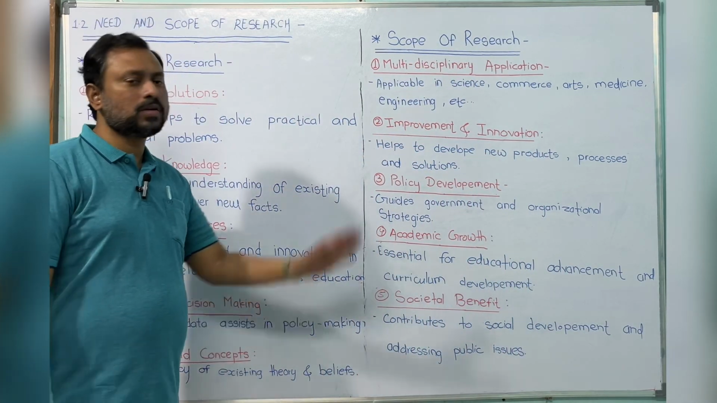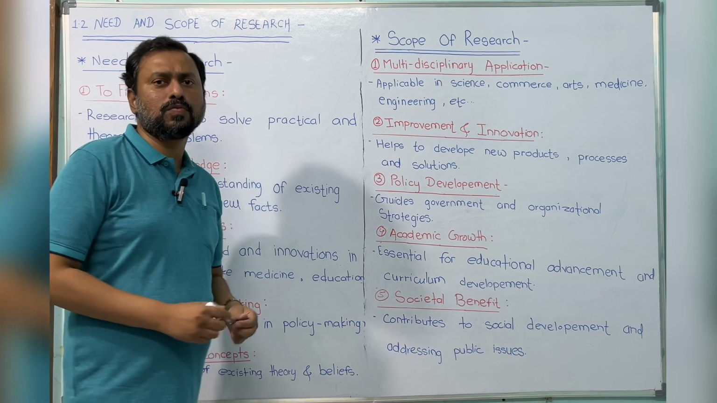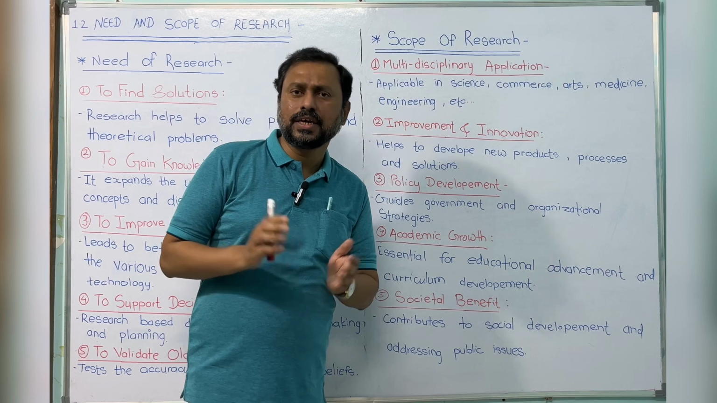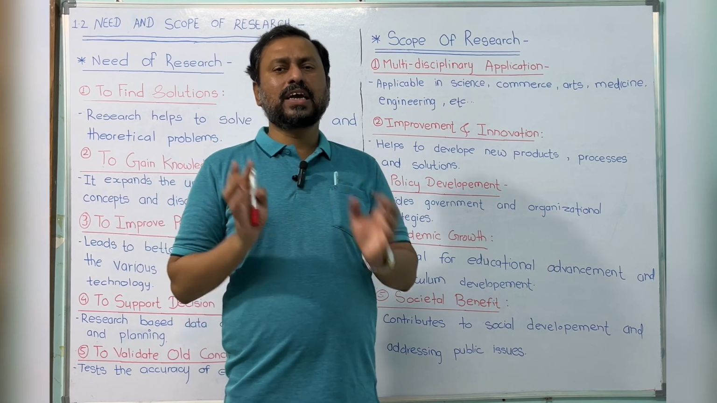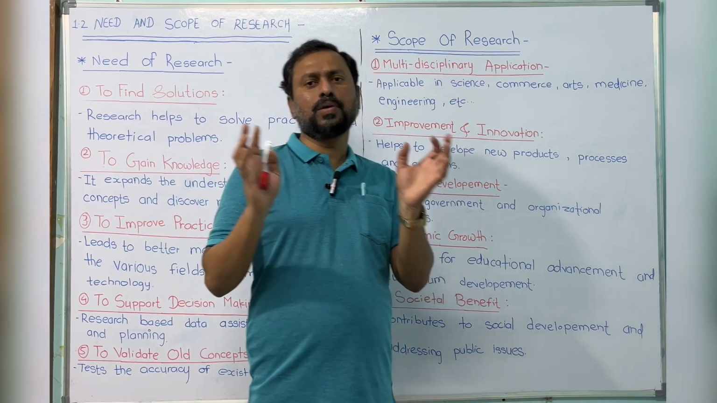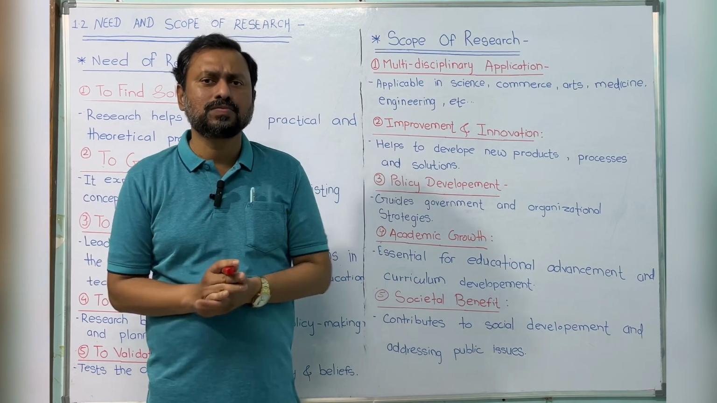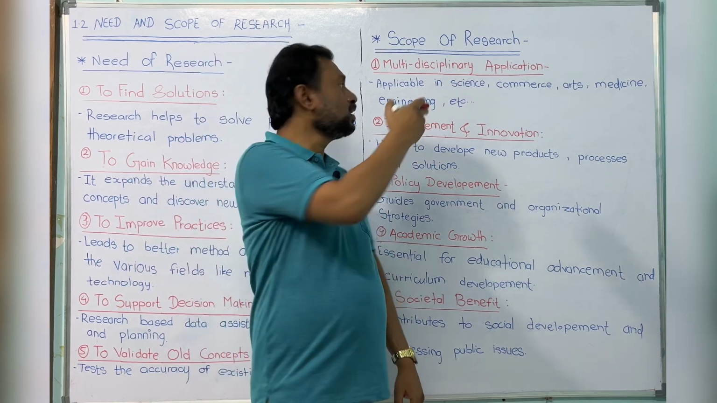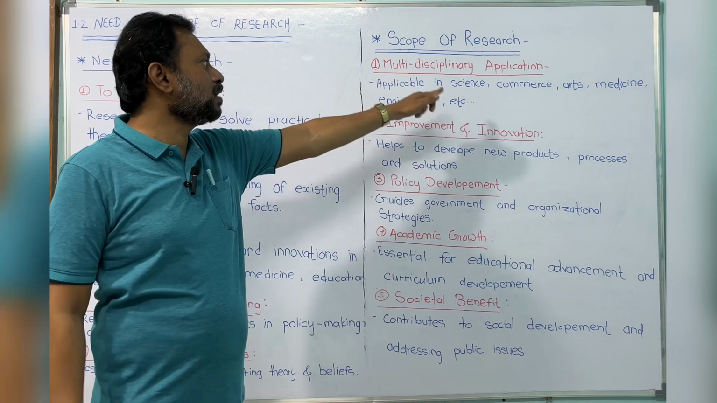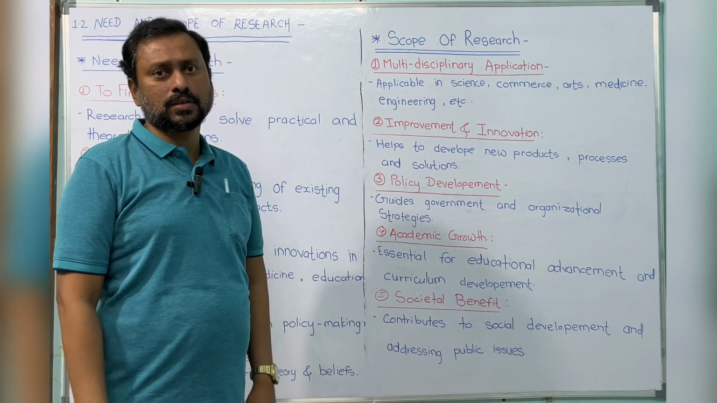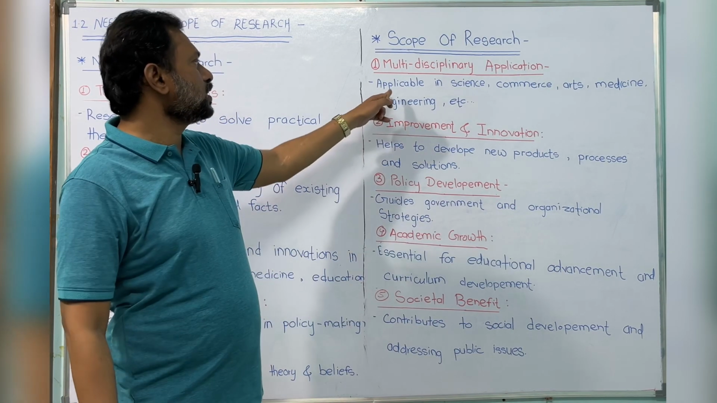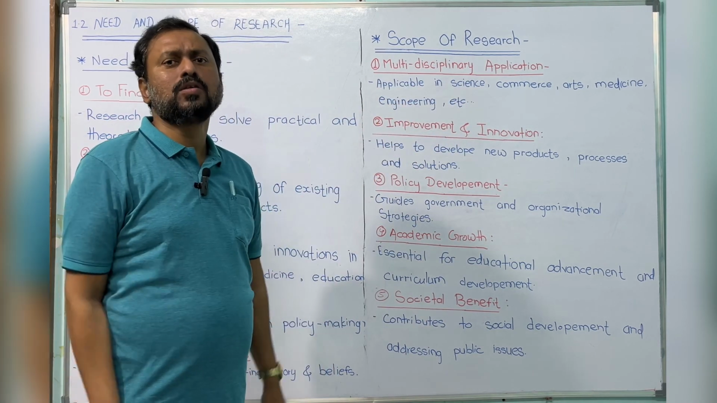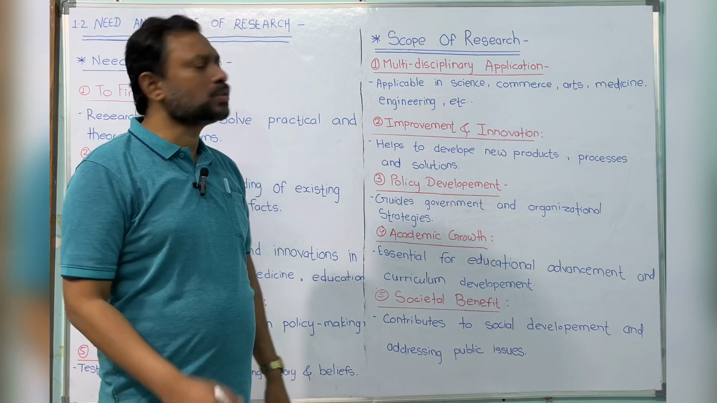The next one is the scope of research. Scope of research is nothing but how vast it is. Research is not only related to the medical field or a particular medicine field, it is a very vast field. So what are the scopes of research that we will study in this topic? The first one is multidisciplinary application. Research is applicable in science, commerce, arts, medicine, engineering, and different businesses also.